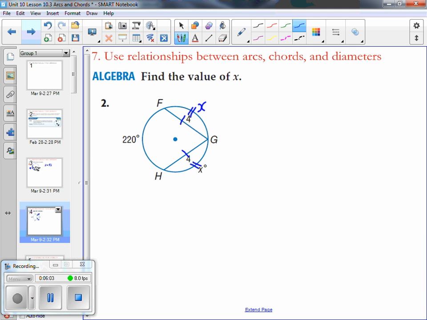And then I think this, okay, if I start at one point on the circle and go all the way around, that's 360, correct? So 360 minus 220 is 140. So 140 has got to be the measure of that leftover arc. And that 140 gets divided into 2 equal parts, doesn't it? 70. Okay?